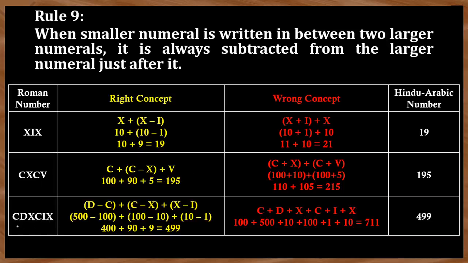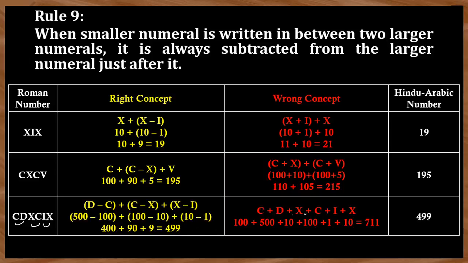To read this number CDXCIX, what you have to do here? C is smaller than 500. So you should subtract C from D first, which is D minus C plus, and X is smaller than C here. You have to subtract X from C, which is C minus X plus, and I is smaller than X here. So you have to subtract 1 from 10, which is X minus I. So now it is 500 minus 100 plus 100 minus 10 plus 10 minus 1, which is 400 plus 90 plus 9, which is 499.